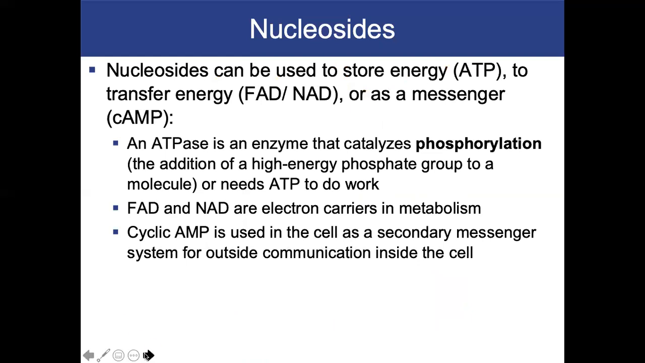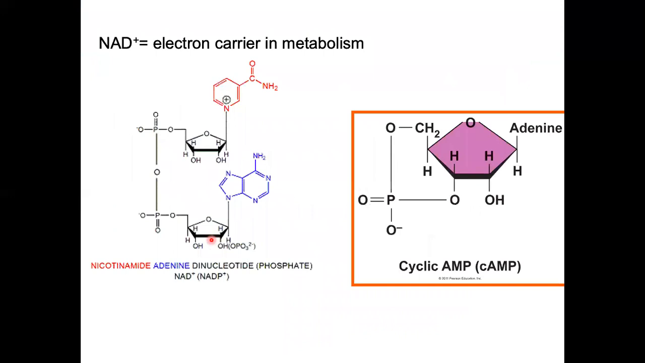Let's see. So an ATPase is an enzyme that catalyzes phosphorylation, excuse me. So an ATPase is an enzyme that makes ATP. Usually ATP synthase makes ATP. ATPase uses ATP. FAD and NAD are electron carriers. Cyclic AMP is sort of a secondary messenger system component.